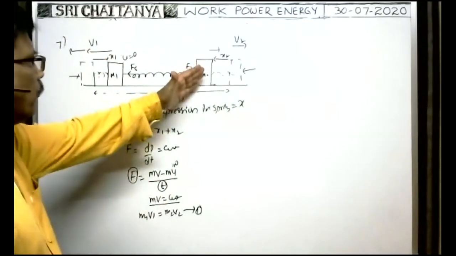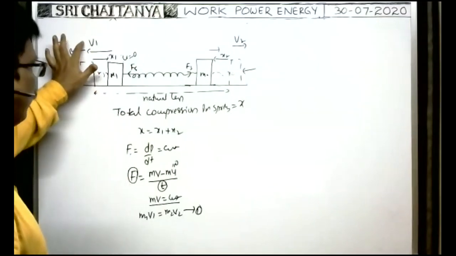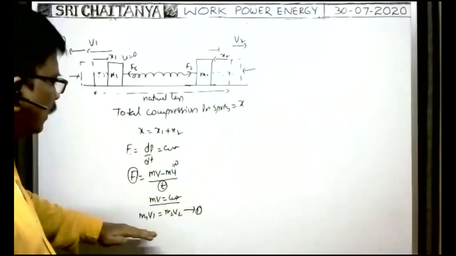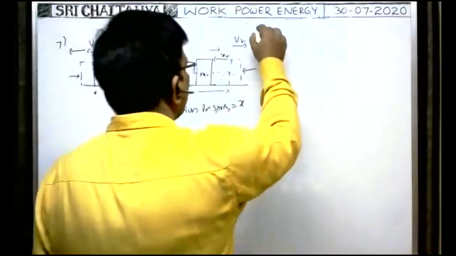For the two blocks, before they lose contact with the two springs, the momentum of this block is m1 v1, and the momentum of this block is m2 v2. These two are equal in magnitude like this. These two are equal in magnitude.